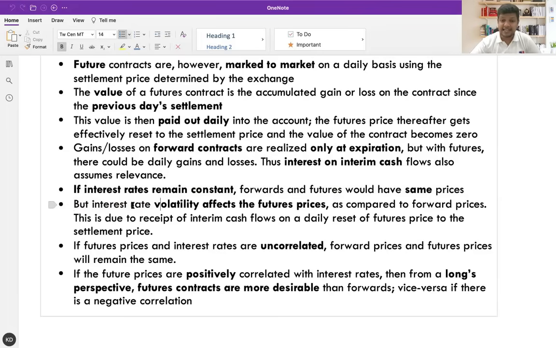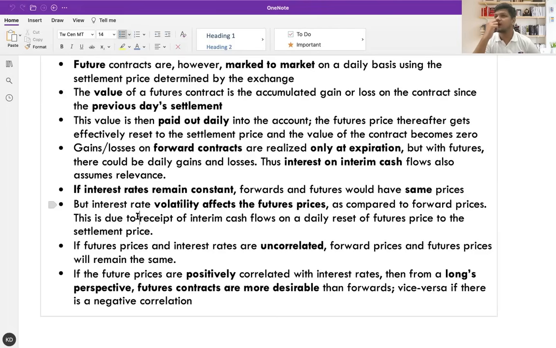But if there is interest rate volatility, that there are changes in interest rates, then there is a problem. Why? Because the calculation of forward price that you did was based on some interest rates. You assume that this interest rate will remain constant till the maturity. But if the interest rates change in between, then your valuation will also change. The interest rate volatility affects the futures prices as compared to the forward prices. Forward price doesn't get affected, but futures prices do.